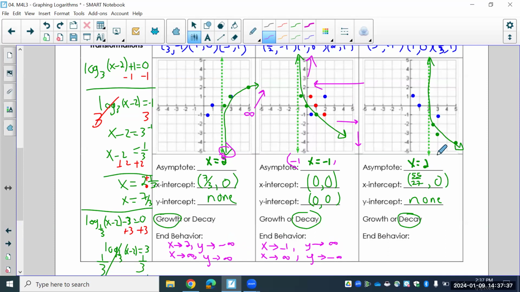So this one, the domain is 2 to infinity. So I would have x goes to 2, x goes to infinity, and then y is going up, right? So as I go this way, the graph is going up to infinity. And as I go this way, the graph is going down to negative infinity. So y goes to negative infinity. So a lot of information here.